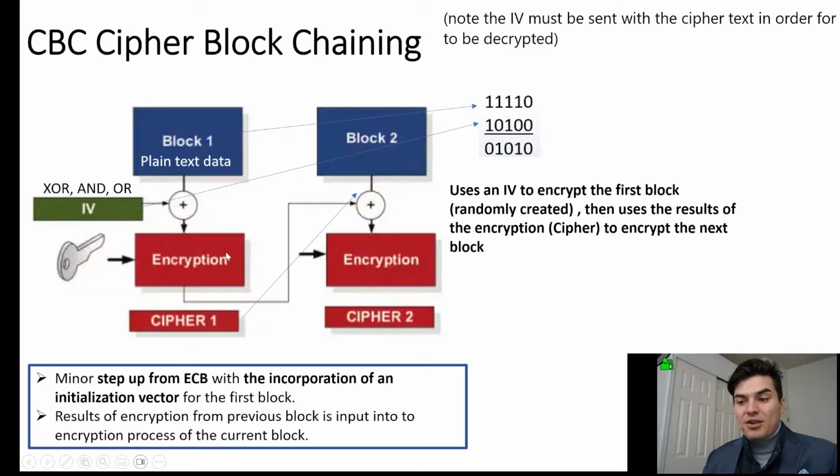So you just really need to know that cipher block chaining incorporates the initialization vector, and the definition of the process would be: it uses an initialization vector to encrypt the first block. It's randomly created, this first initialization vector, and then it uses the results of that encryption cipher to encrypt the next block. I do want to note that the initialization vector has to be sent with the ciphertext in order for it to be decrypted.